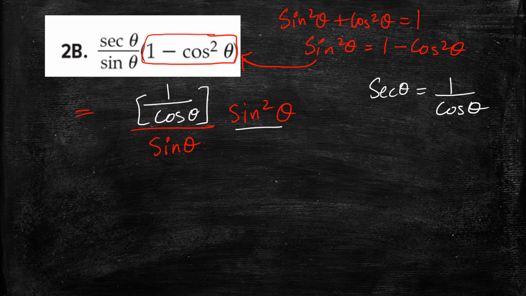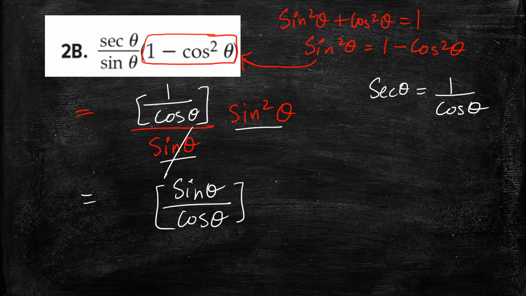Now sine square theta divided by sine theta, we can cancel one sine theta. So you are left only with one sine theta here. So sine theta in the numerator is left, and in the denominator cos theta. So now can we use the quotient identity? So sine divided by cos is tan theta. So the final answer for question 2b is tan theta.